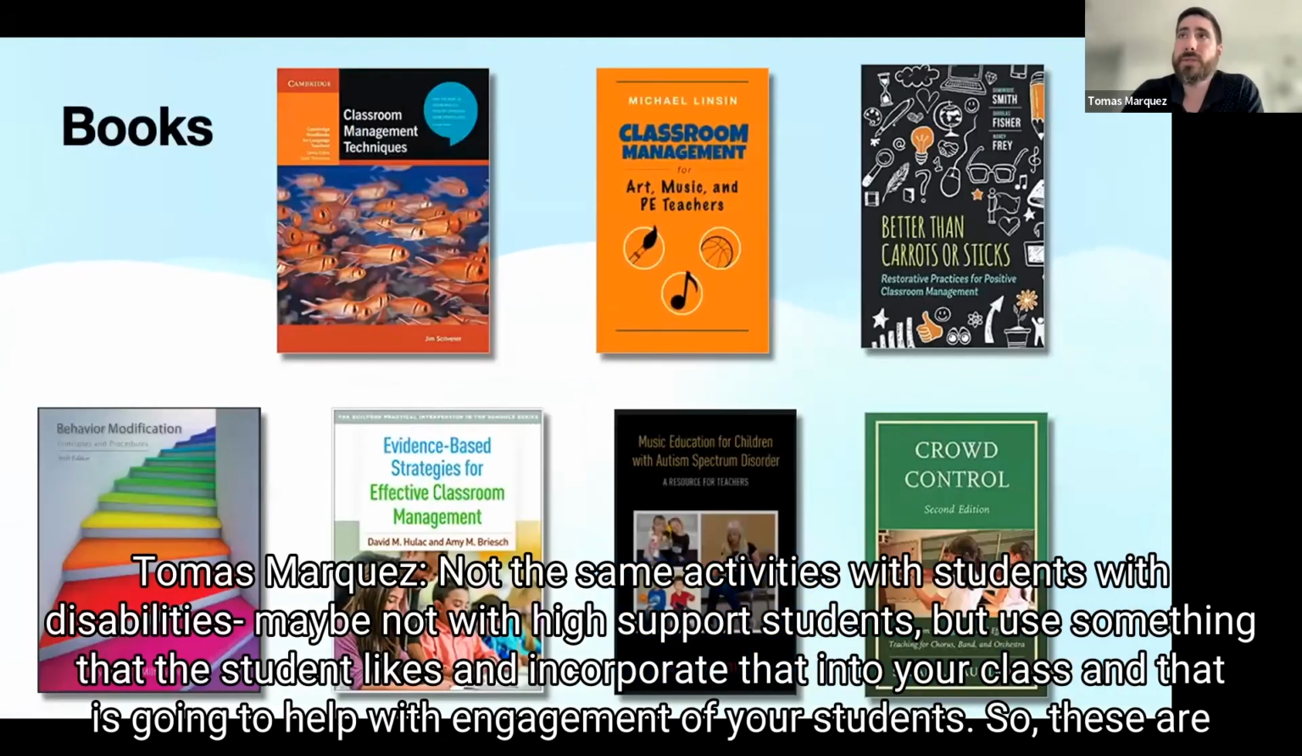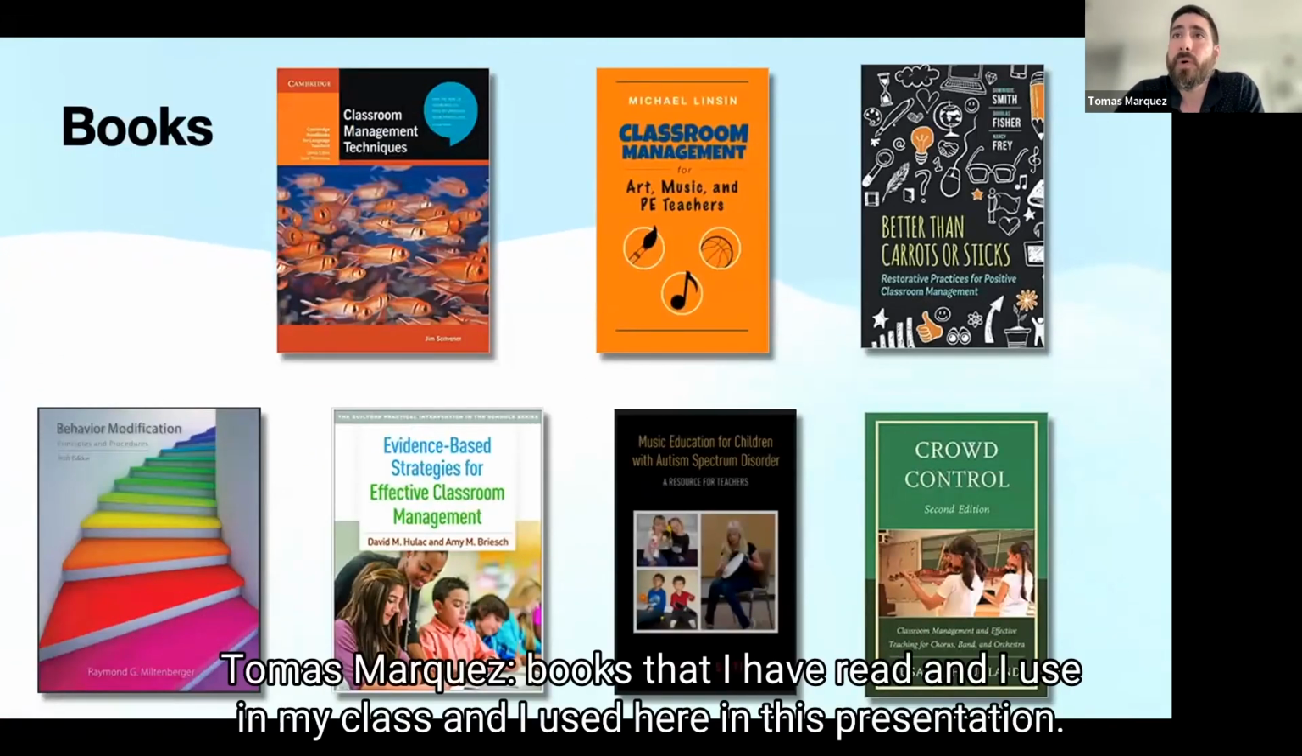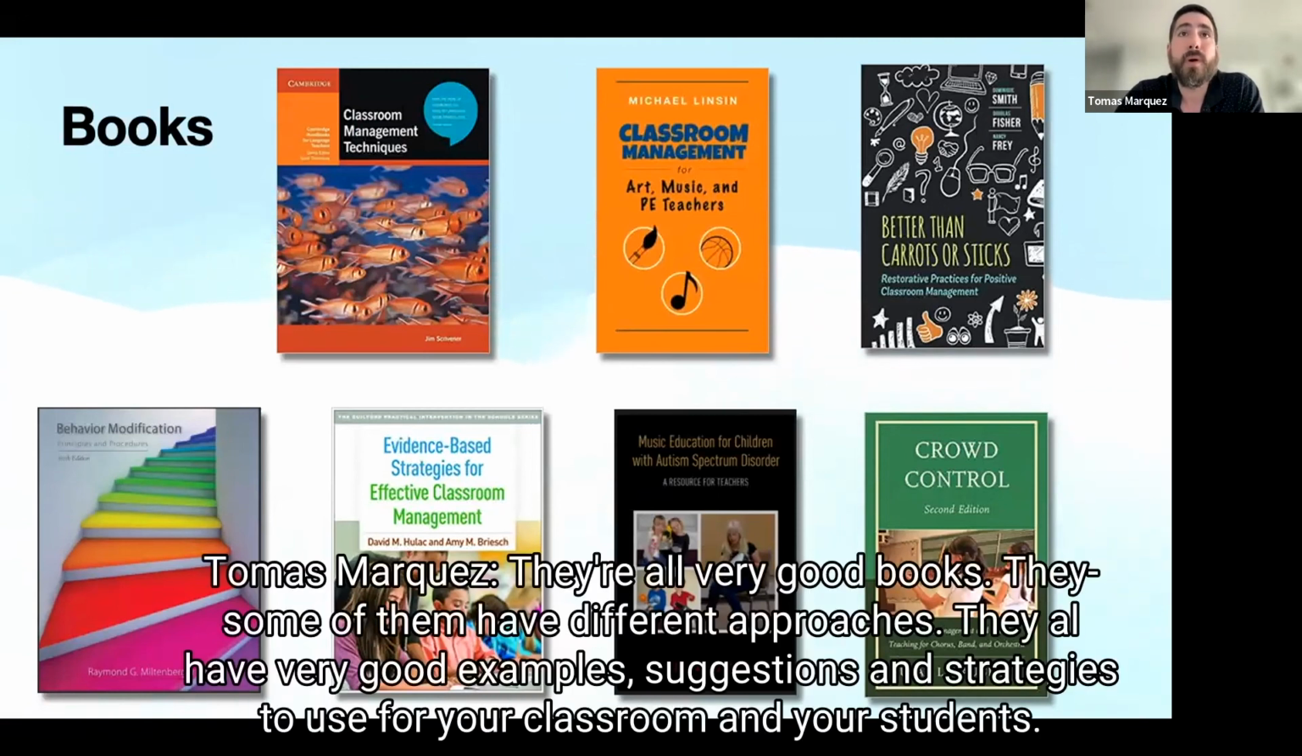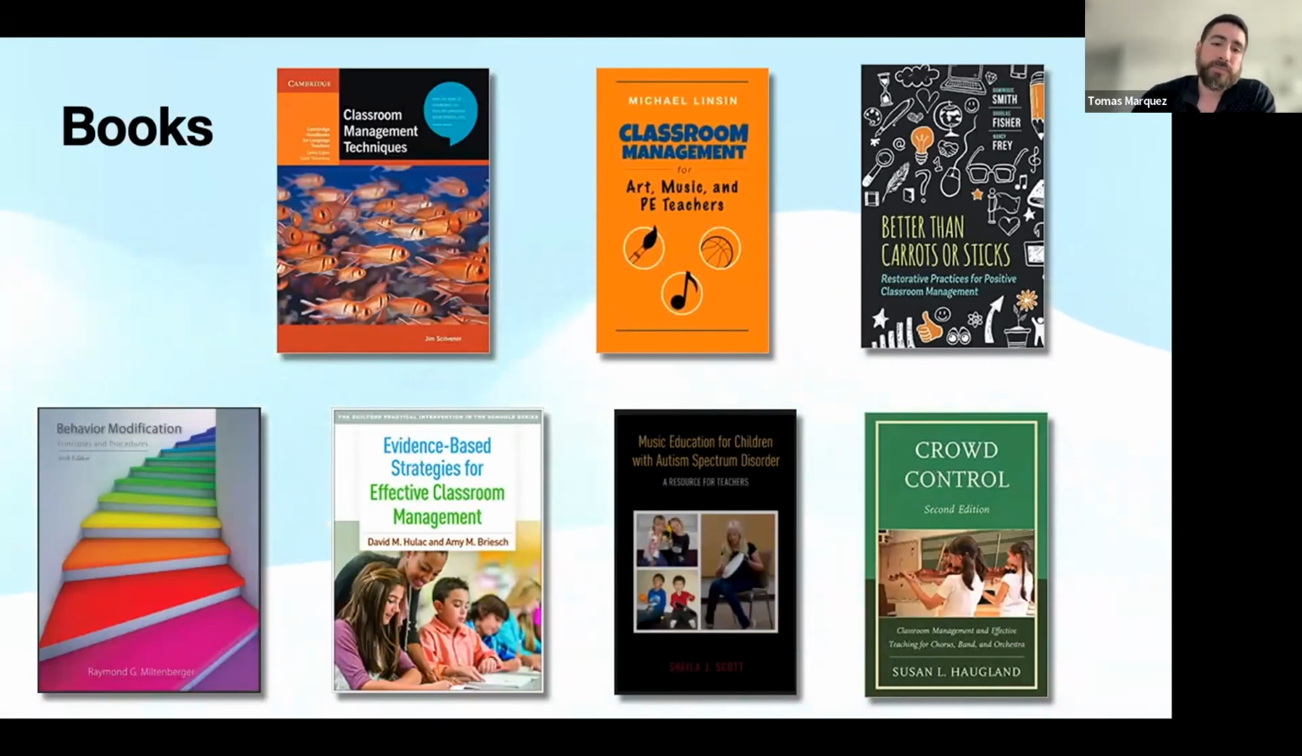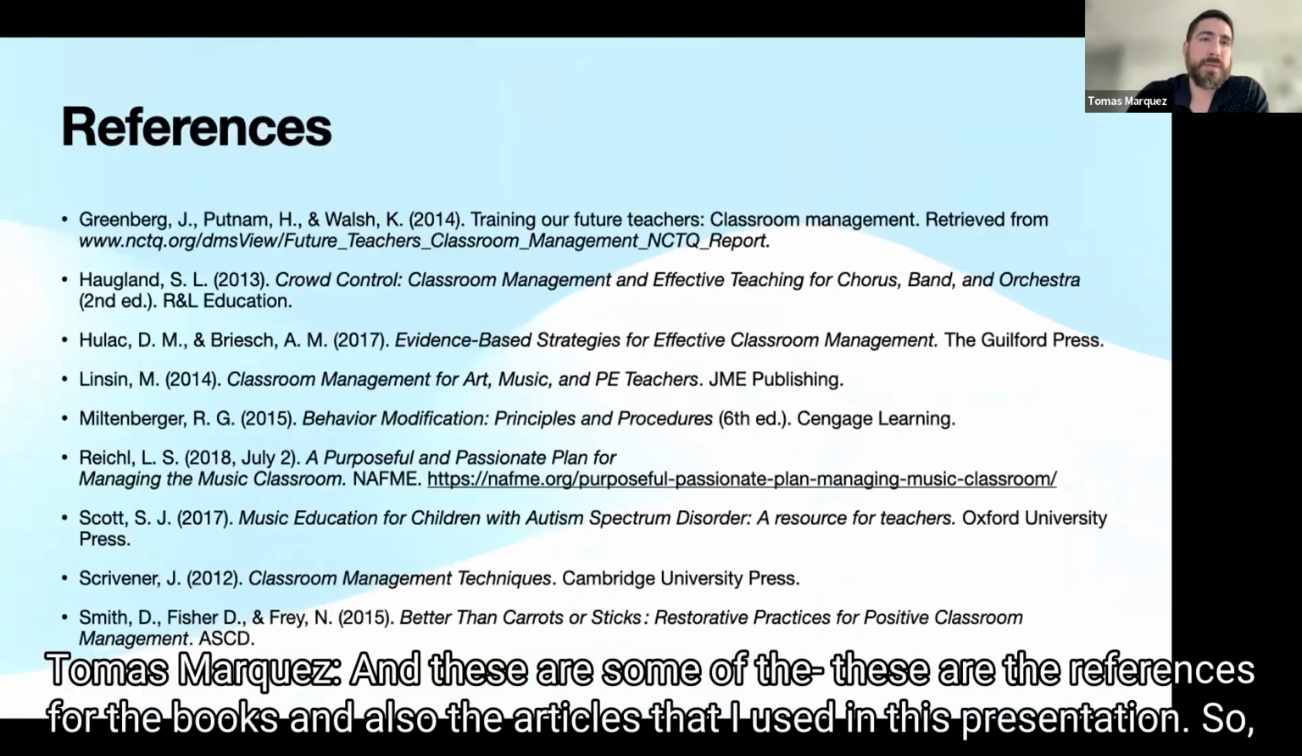So these are books that I have read and I use in my class, and I also heard about in this presentation. They're all very good books. Some of them have different approaches. They have very good examples, suggestions, and strategies for your classroom and your students. And these are the references for the books and also the articles that I use in this presentation.